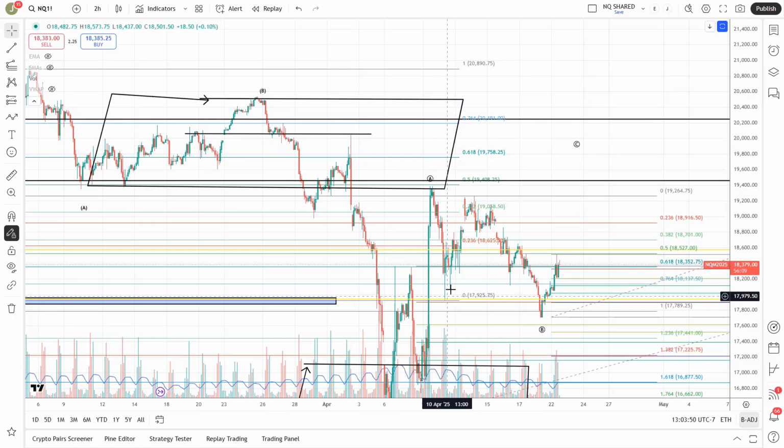Again, is there a path directly lower? The answer is yes, but it's not likely. I do think that coming up into this box is the most likely scenario, and then we'll see what happens from there.